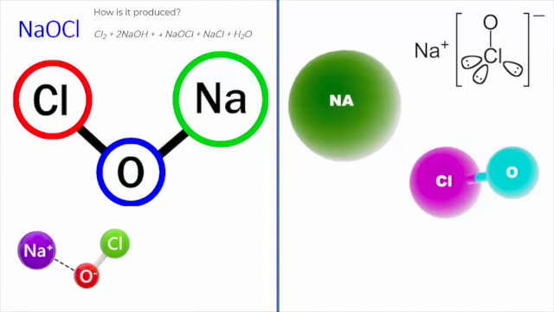It is highly soluble, as all sodium compounds are, and it dissociates. So we get the hypochlorite ion dissociating away from the sodium. And it's the electron clouds around the hypochlorite bit which are able to attack the proteins. And this is what makes the action of this so effective.